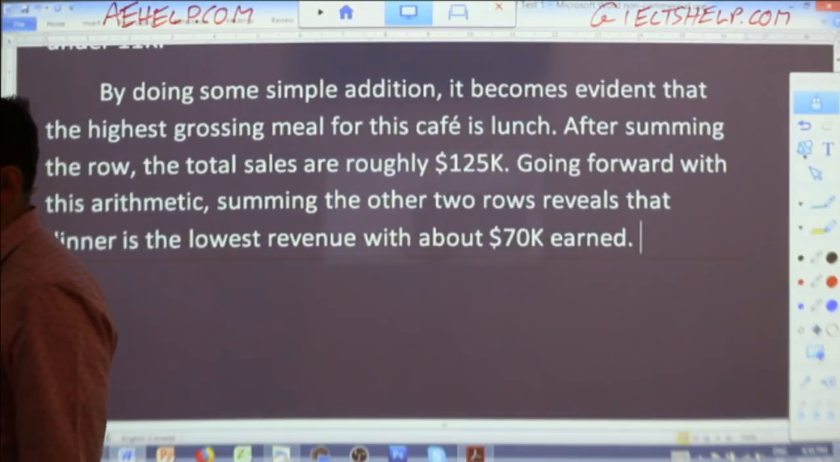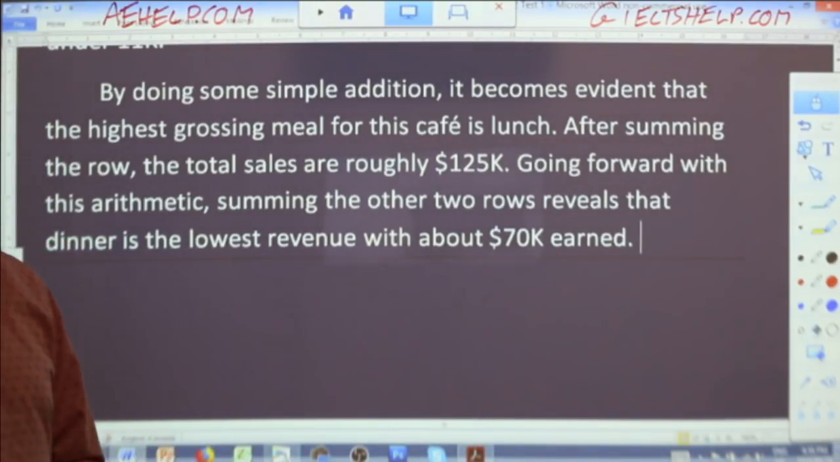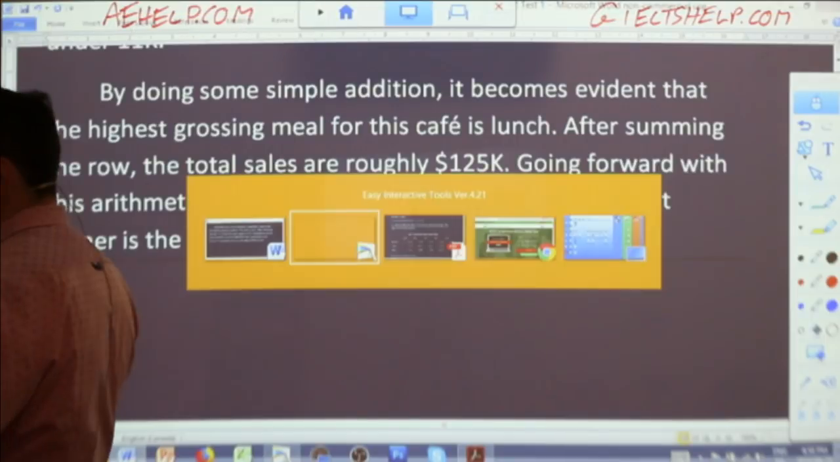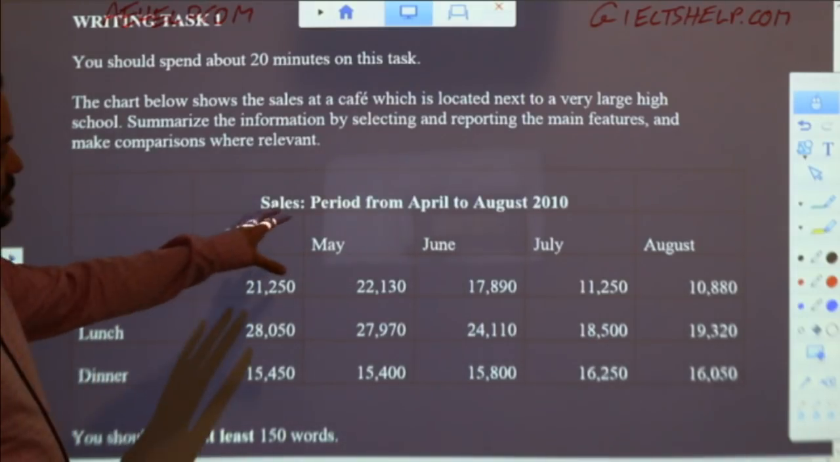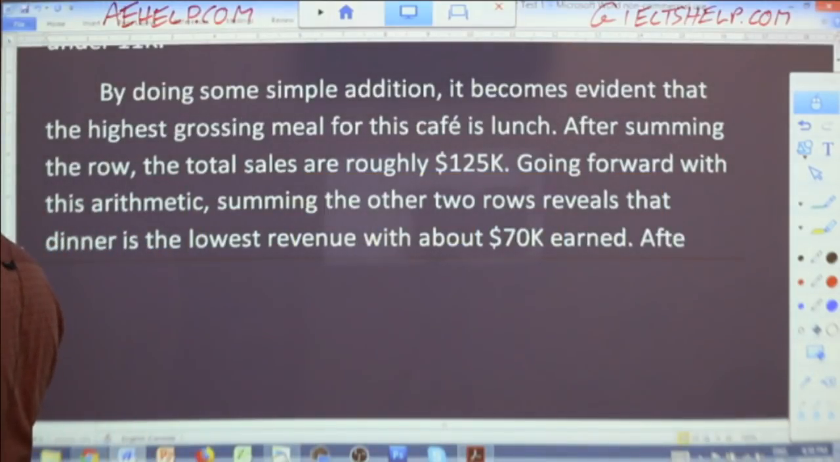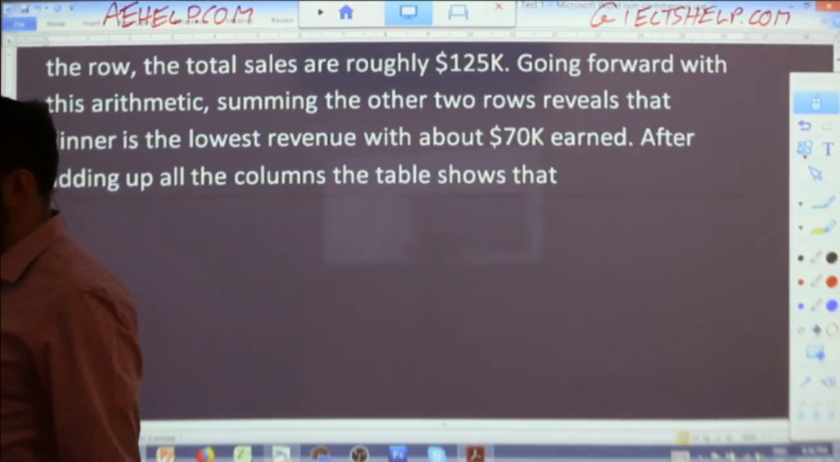Now, yes, I'm making this look fairly simple, but of course, if you practice this at home, you will be able to do it with a similar level of speed, and yet indeed you have to learn some of this vocabulary like summing, adding up, knowing this kind of vocabulary. Okay. Now we can go to the columns, which we talked about here. So we summed up the columns. So after adding up all the columns, the table shows that, and I'll let you continue on here.